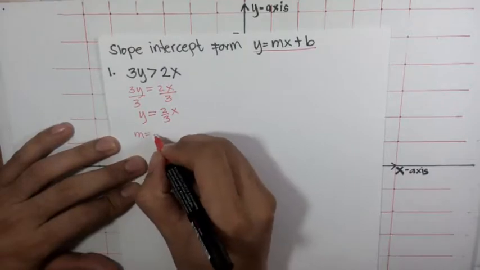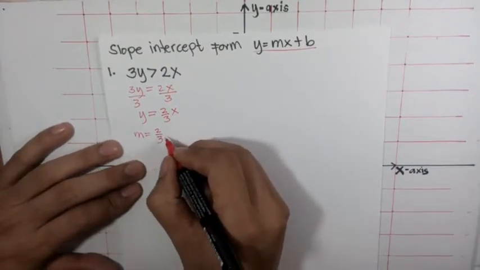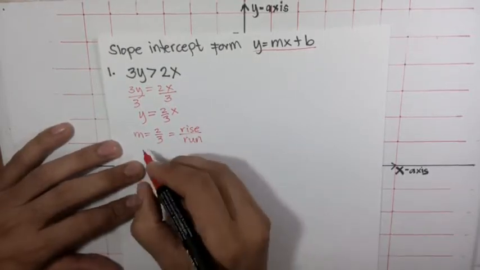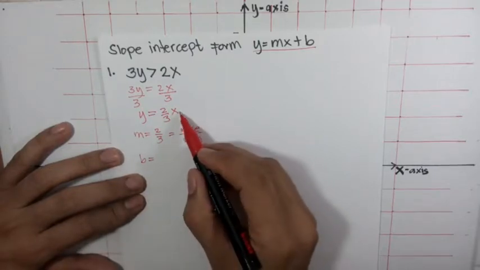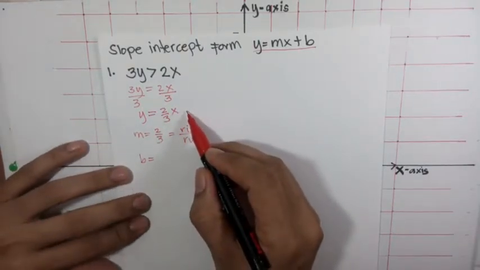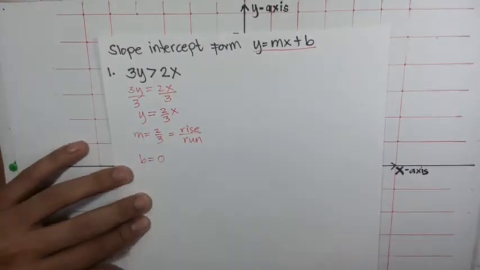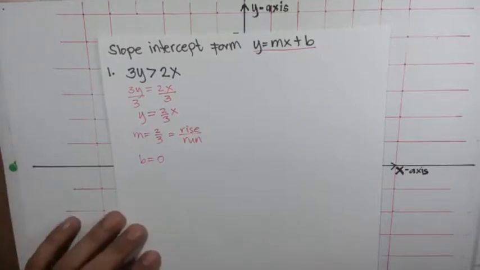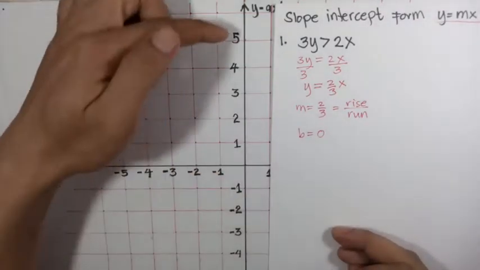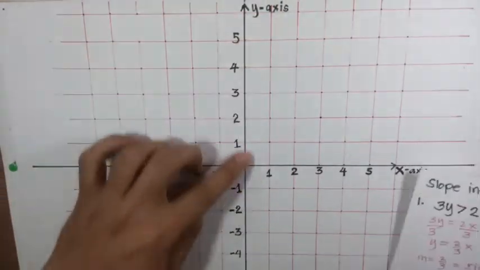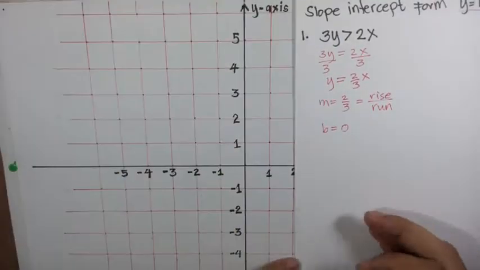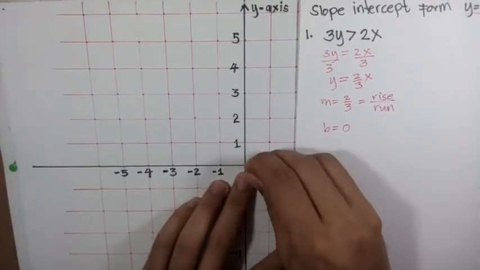Now, our slope is equal to 2 over 3, and the slope is also equal to rise over run. And then, what is the y-intercept? There is no constant here, so meaning to say, the y-intercept is 0. Now, to graph this in our Cartesian plane, you'll start from the y-intercept. You locate that on the y-axis. Okay, this is the x-axis and the y-axis. The y-intercept is 0, so therefore, here, this one.